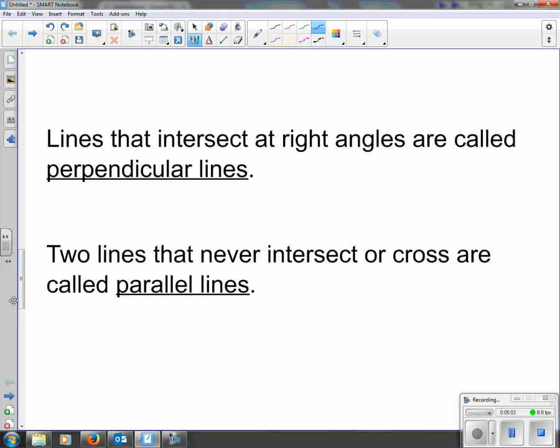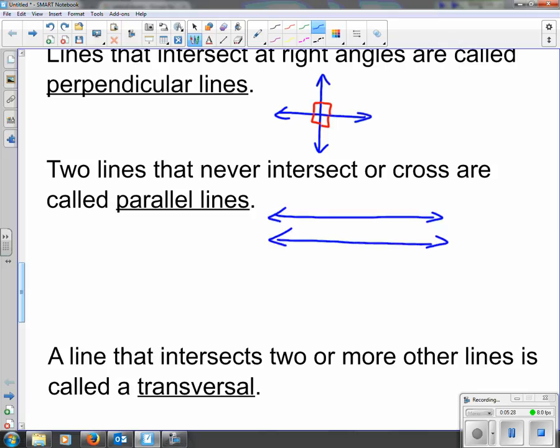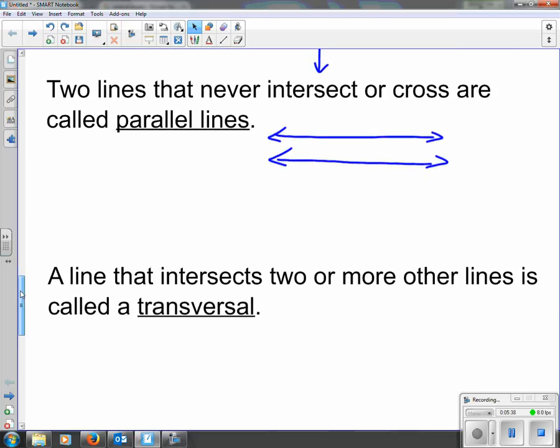Lines that intersect at a right angle are called perpendicular lines. This is definitely review. Perpendicular means they have right angles on the corners here. You know that. Make sure you write it down so we don't forget. Two lines that never intersect or cross are called parallel lines. Obviously here you have two lines, and going off infinitely to the left and to the right, they will never intersect. So they're parallel.